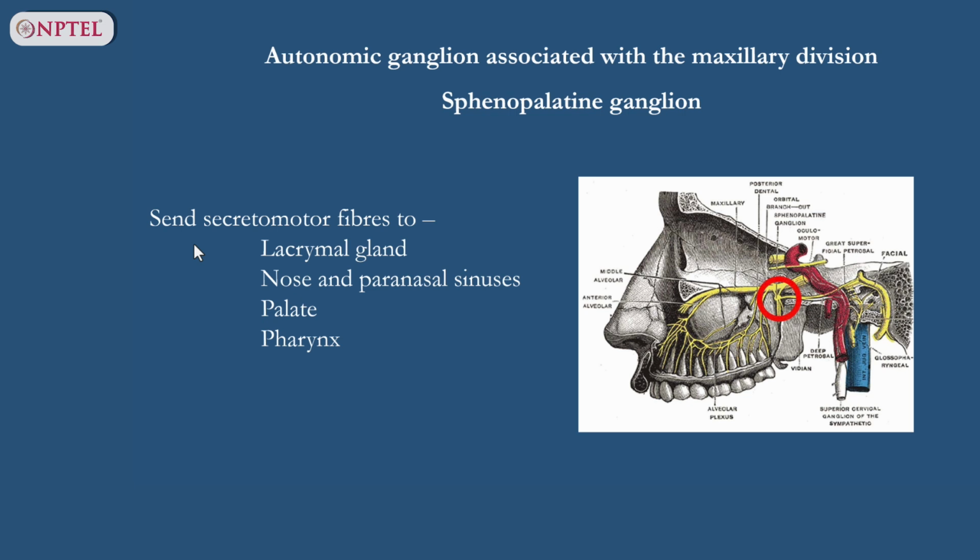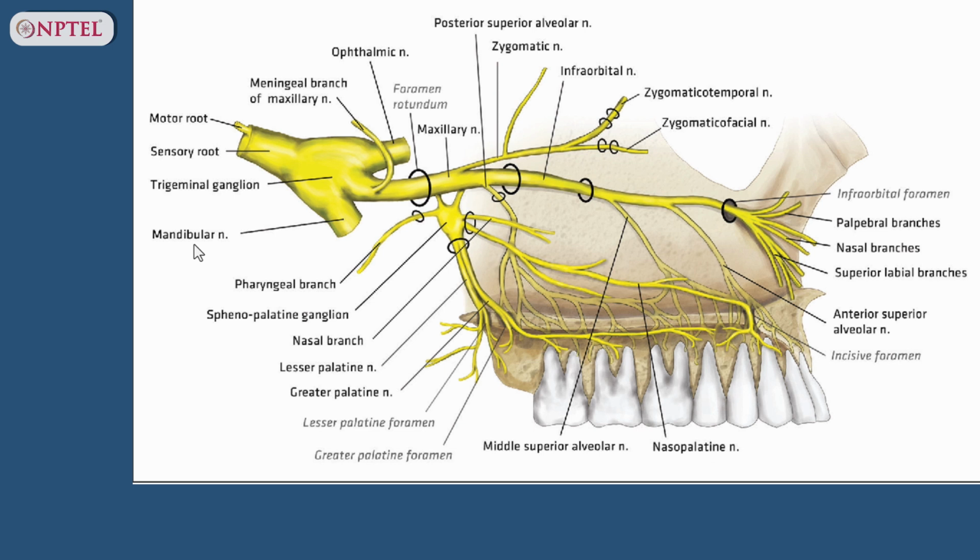The autonomic ganglion associated with the maxillary division is the sphenopalatine ganglion, and it sends secretomotor fibers to the lacrimal gland, nose and paranasal sinuses, palate and pharynx. This is the complete course of the maxillary division and several branches from the part of the nerve lying at different locations.